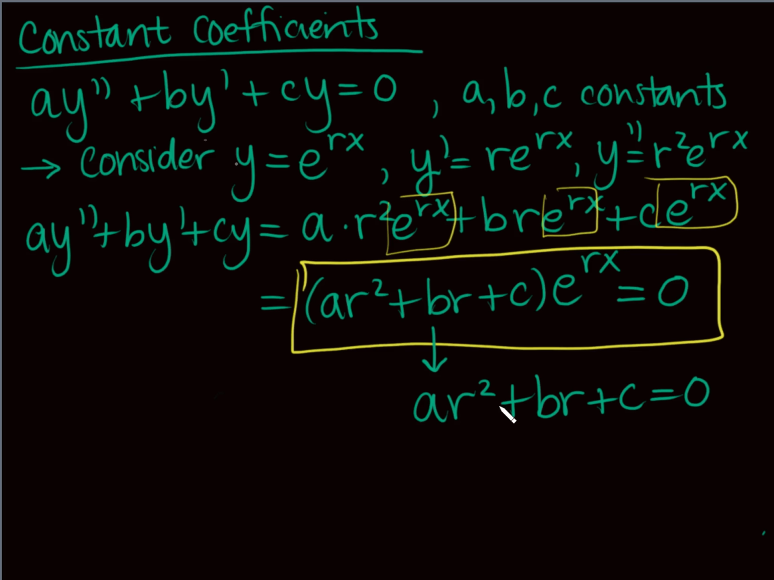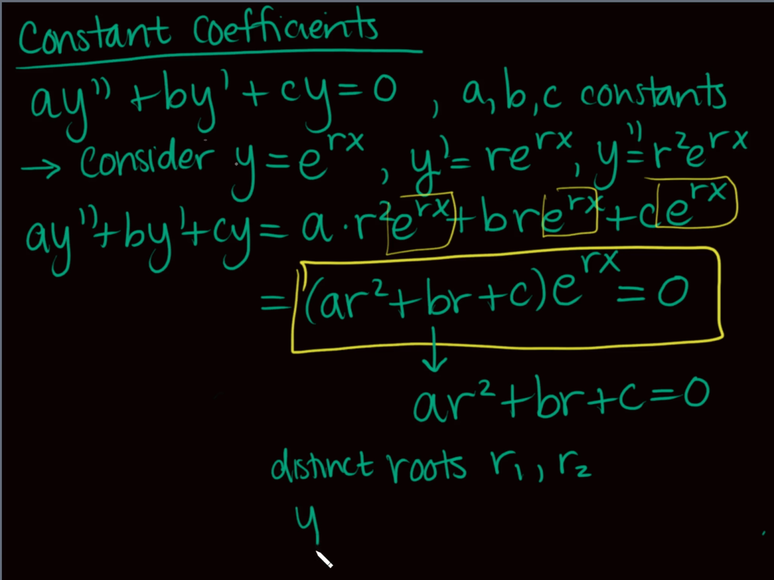Isn't that neat? Look at this. This is a quadratic. That means it has two roots at the most. Well, we'll have two roots. You could have a repeated root, and we'll talk about how to deal with that. But let's just say that these are distinct roots for right now, meaning they're not the same. Distinct roots, let's say r1 and r2.